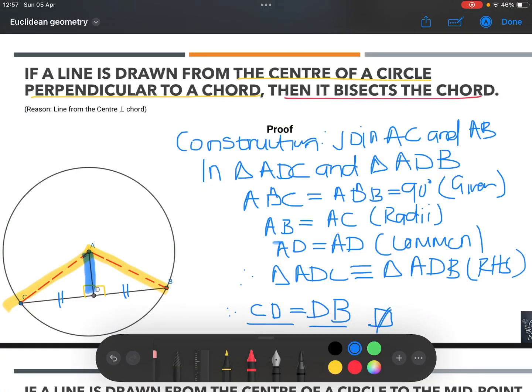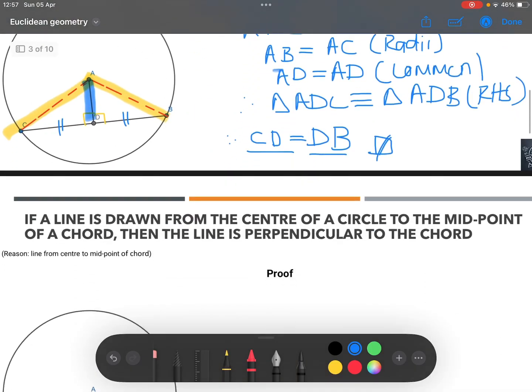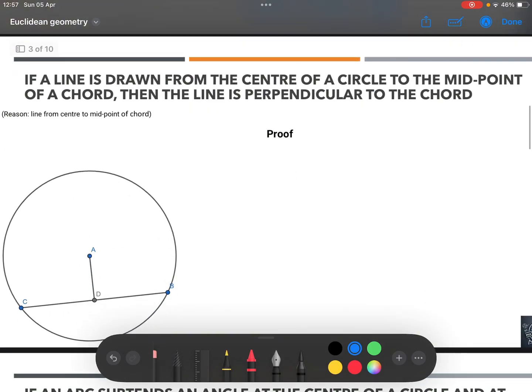Right now we're on part 2, and we're now proving that if a line is drawn from the center of the circle to the midpoint of the chord, let's look at the statement. It says to the midpoint of a chord, in the middle of a chord.